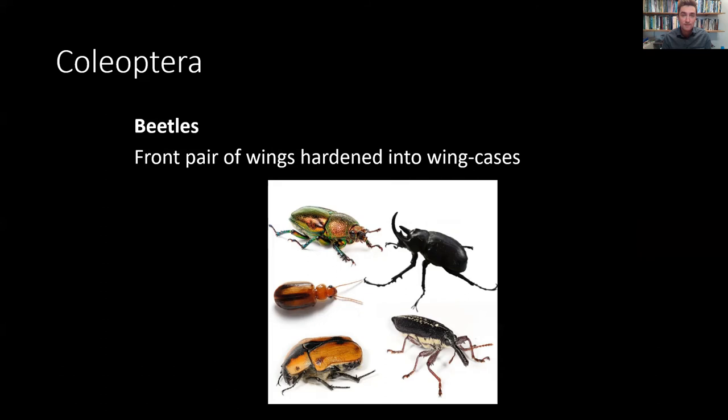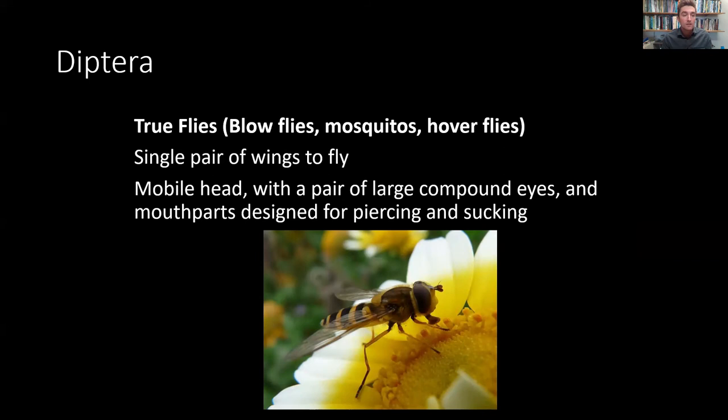Next, we have Diptera. These are the true flies, and these include blowflies, mosquitoes, and hoverflies. Flies have a single pair of wings with which to fly. They have a mobile head. They can look around, and they have a pair of large compound eyes and mouth parts that are designed for piercing and sucking. And then we have Hymenoptera.